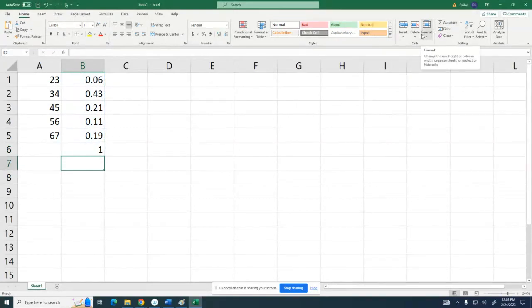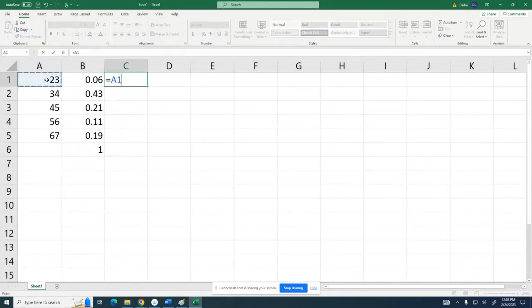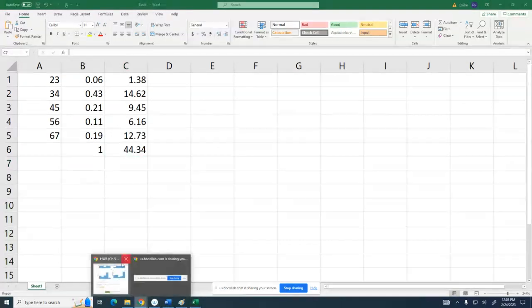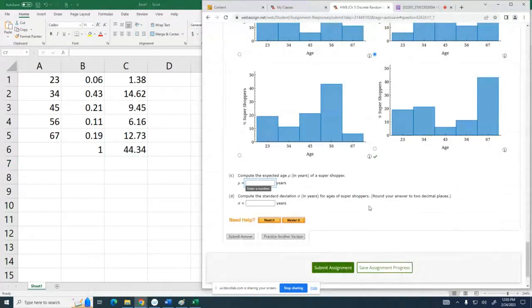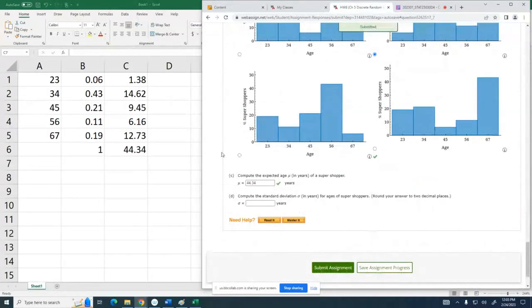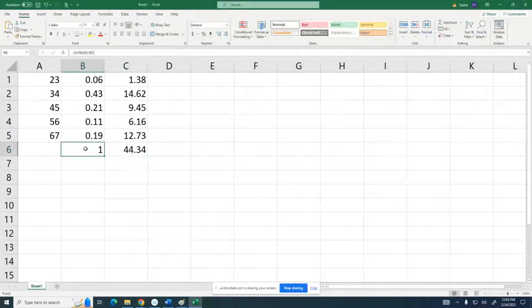Let me take the mean. How? We have to take the multiplication for all parts, then take the sum. 44.34. Let me check. I got the mean 44.34. You got it? It was the mean.